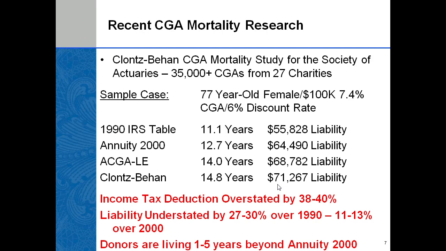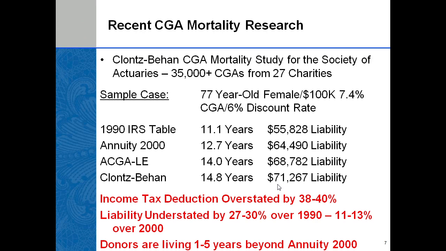Do you think they probably have a different life expectancy? Yeah, they do, and that was the point. So just by making that change, you see how much that spikes. You also see how much the income tax deduction is overstated. So she's getting a huge income tax deduction because the IRS has her dying a whole lot sooner, almost 25% sooner, than she actually is expected to. So a real good deal for her.